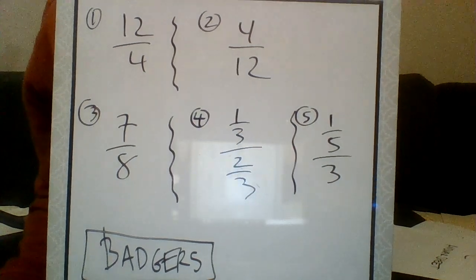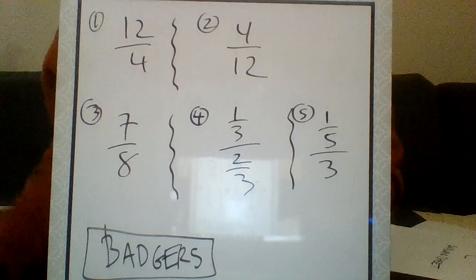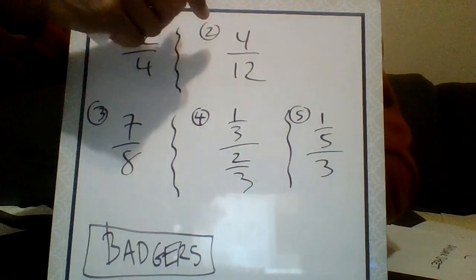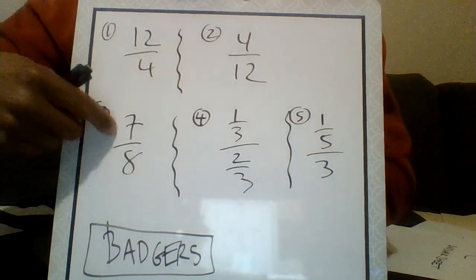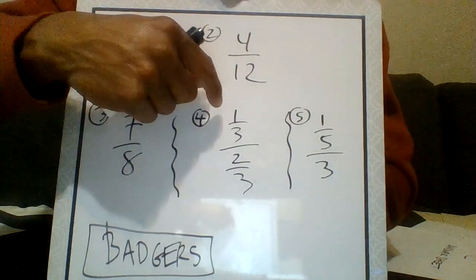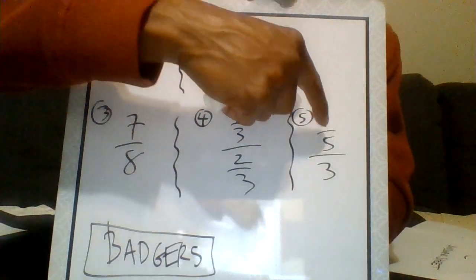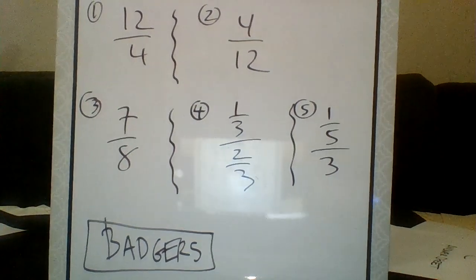So we had a computation quiz today where we wanted to find the quotient, or divide. The first challenge was the quotient of 12 and 4. The next one was the quotient of 4 and 12. The next one was the quotient of 7 and 8. The next one was the quotient of 1/3 and 2/3. The next one is the quotient of 1/5 and 3. So you see the actual challenges here.